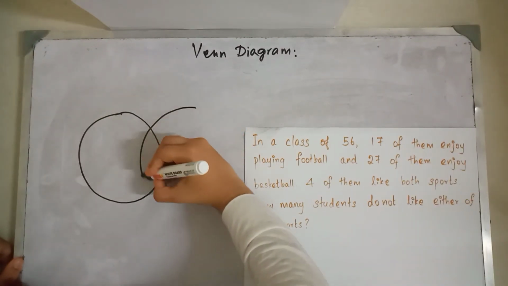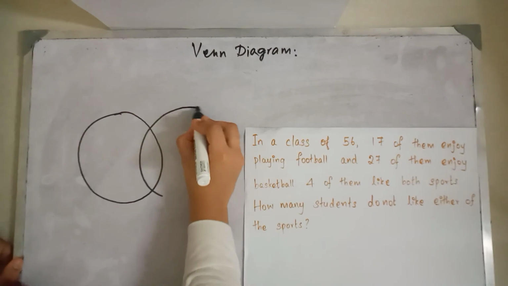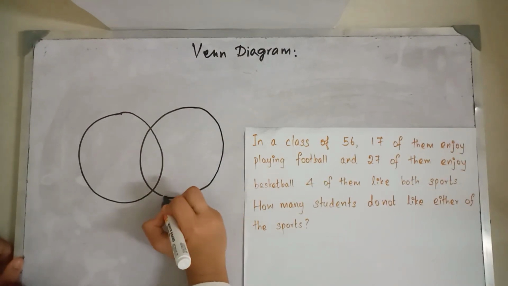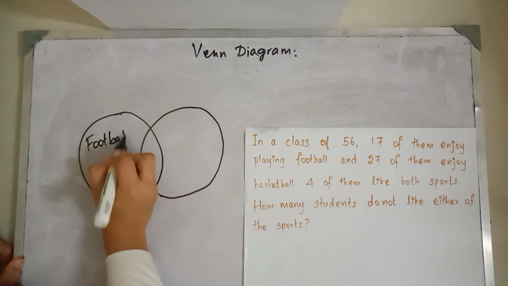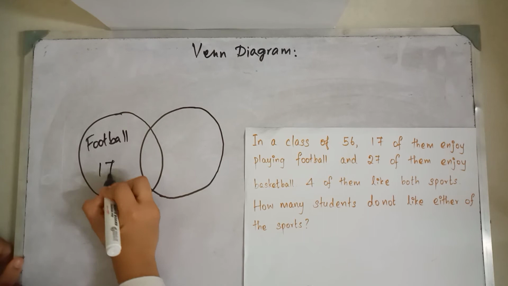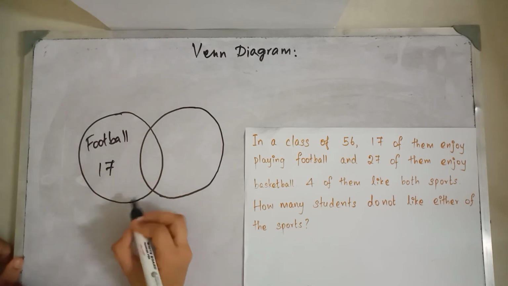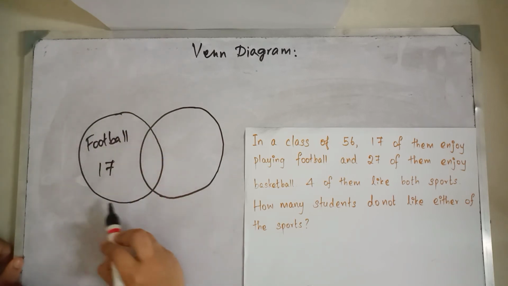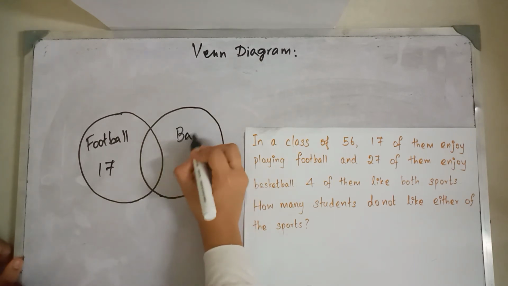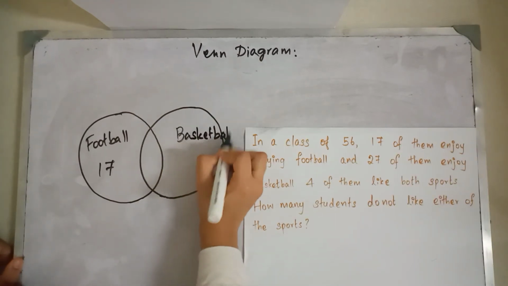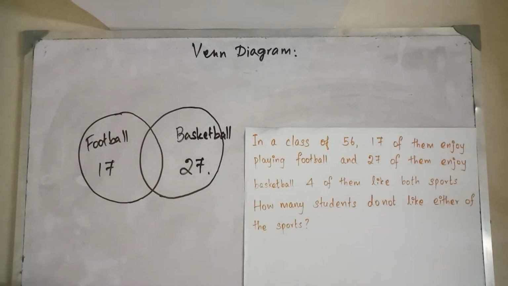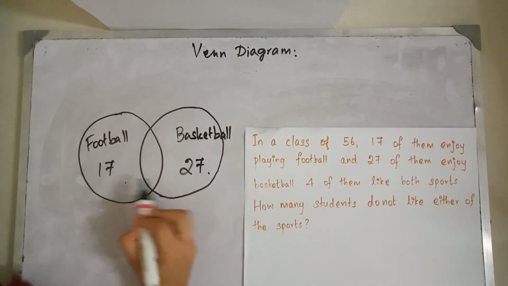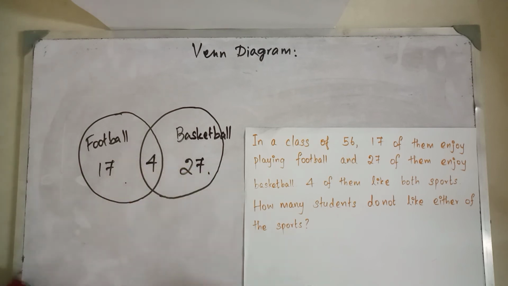We have some students who like football and some who like basketball. This can be football, and we have 17 of them. 17 comprises of this whole circle. We have basketball, and this number is 27. Now there are four students who like both sports. So they like football and basketball. So 4 is the overlapping number.